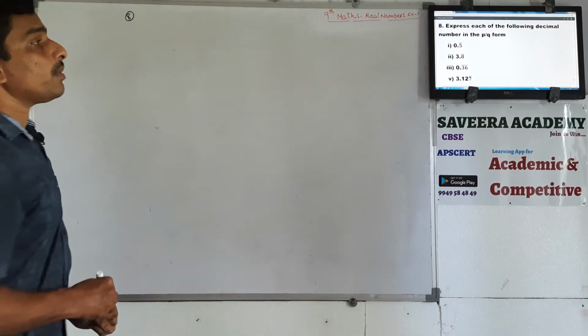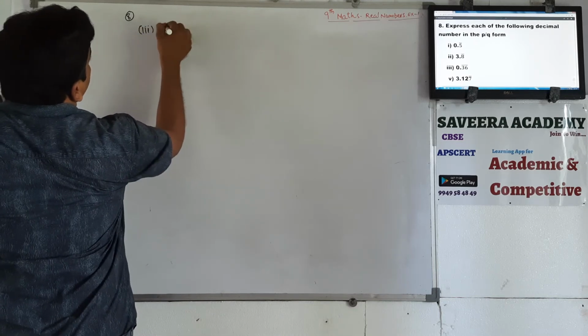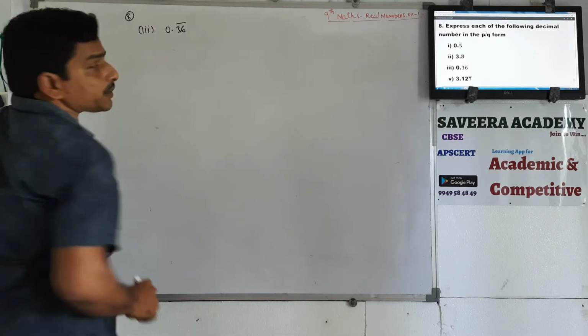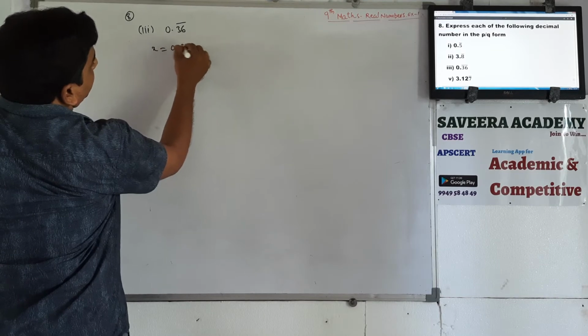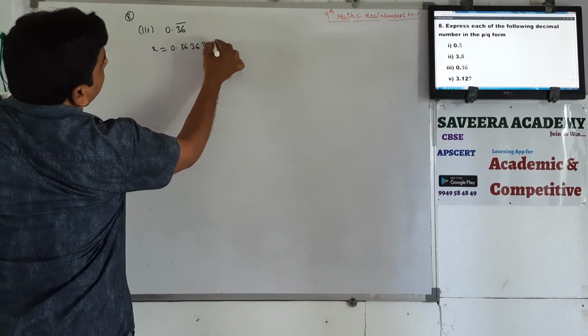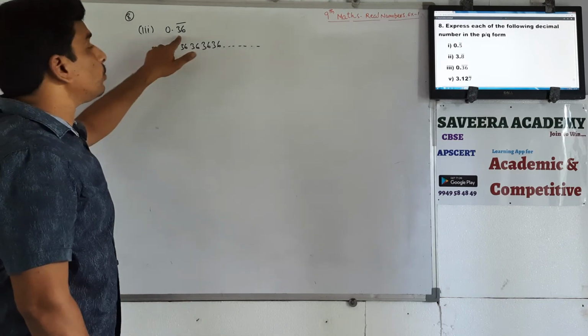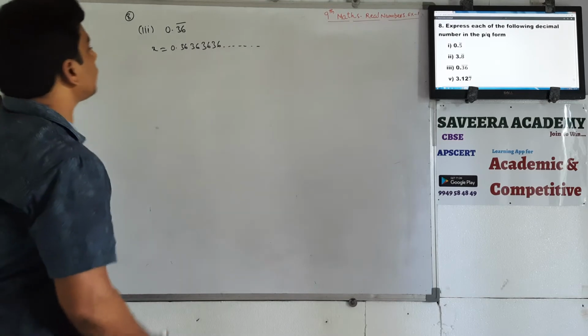What is the third problem? 0.36 bar. Therefore x is equal to 0.363636 and so on. Do you understand? Here two digits are repeating, therefore 0.36, 36, 36, 36 like that we will write.